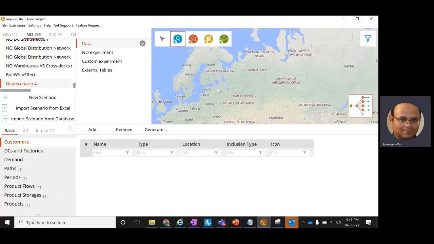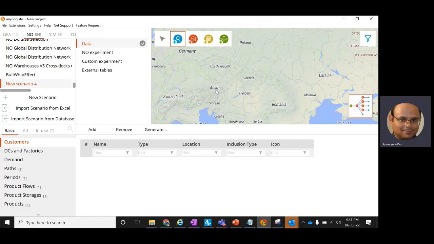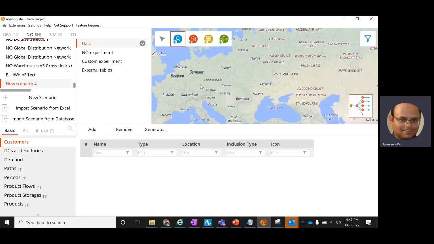And we want to create a customer. So this is a customer. We clicked on this with a single click, and then we can navigate to the place where we want to create a customer. So we maybe zoom in and out and then double click to create a customer.